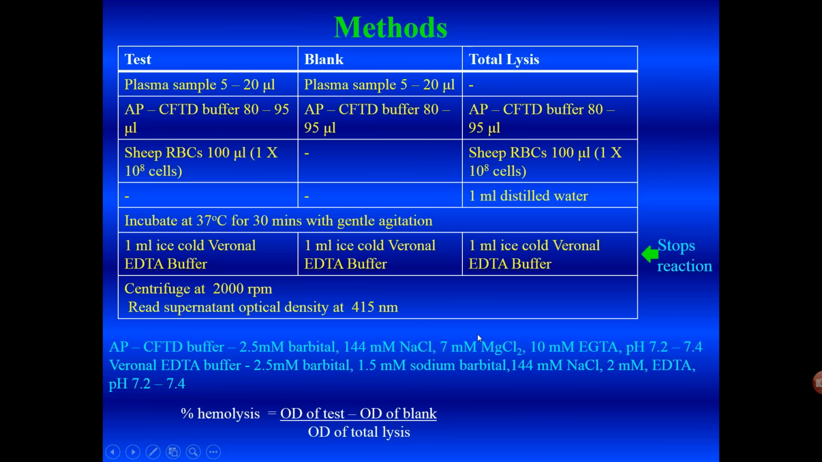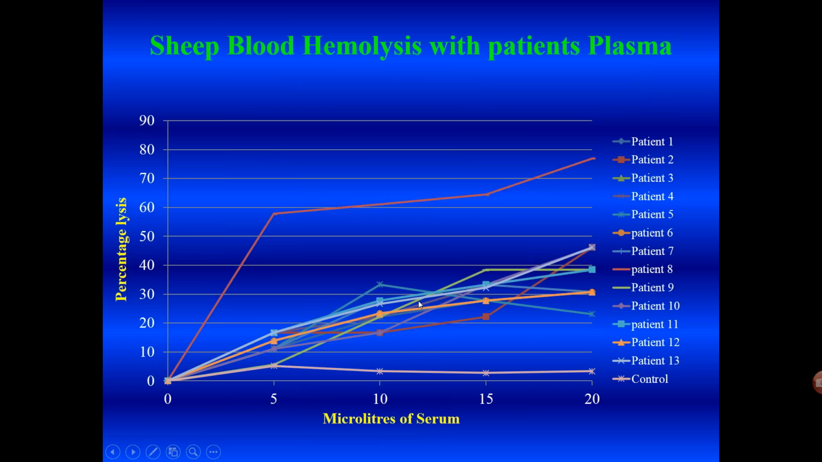This is how we do the sheep RBC lysis test. A plasma sample is added to a veronal buffer, EGTA buffer, along with 100 microliters of sheep RBCs. It is incubated at 37 degrees with gentle agitation for half an hour. The reaction is stopped with 1 ml of ice cold veronal EDTA buffer, centrifuged and read in the spectrophotometer at 419 nanometers. We simultaneously prepare a control with total lysis produced by distilled water and a blank in which the RBCs are not added.